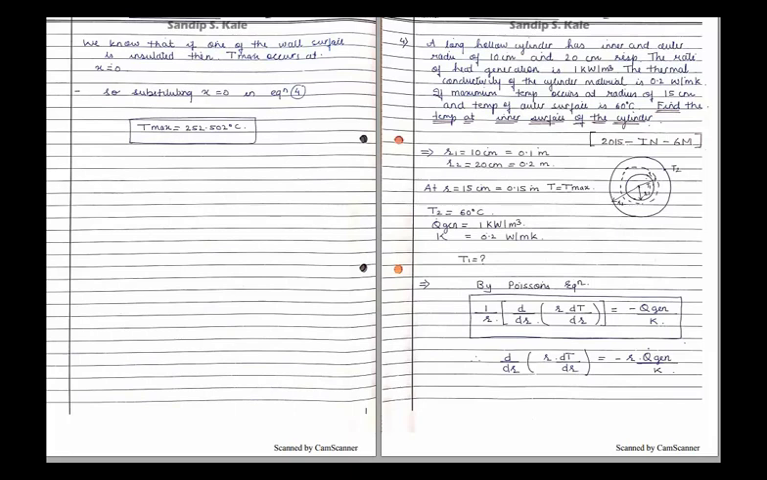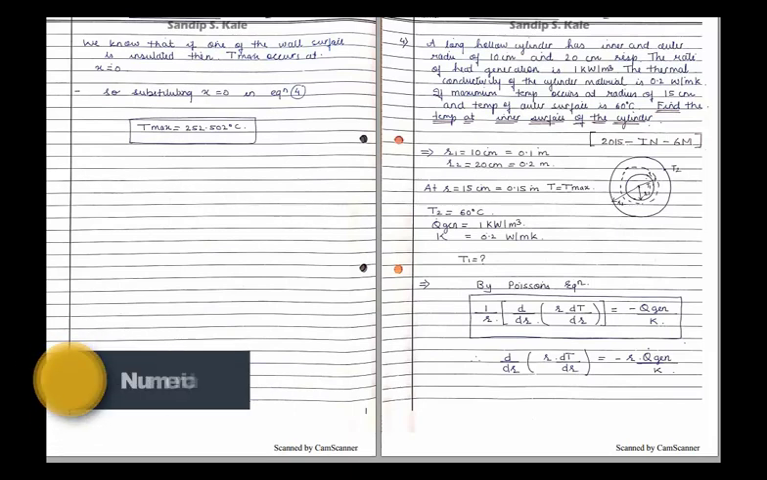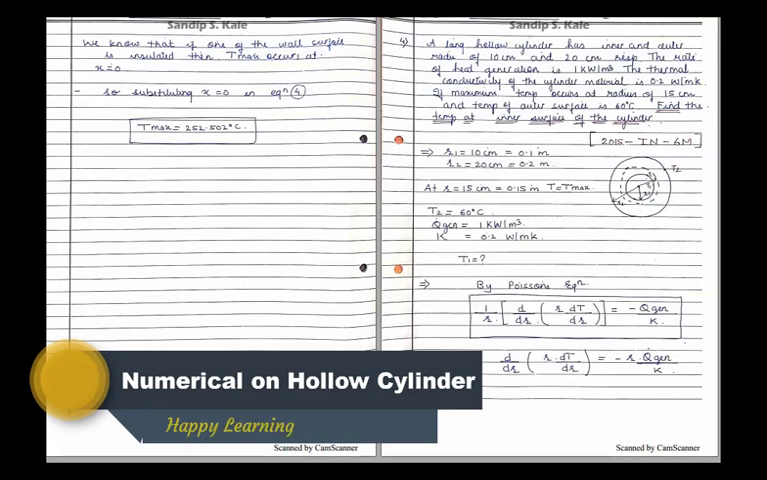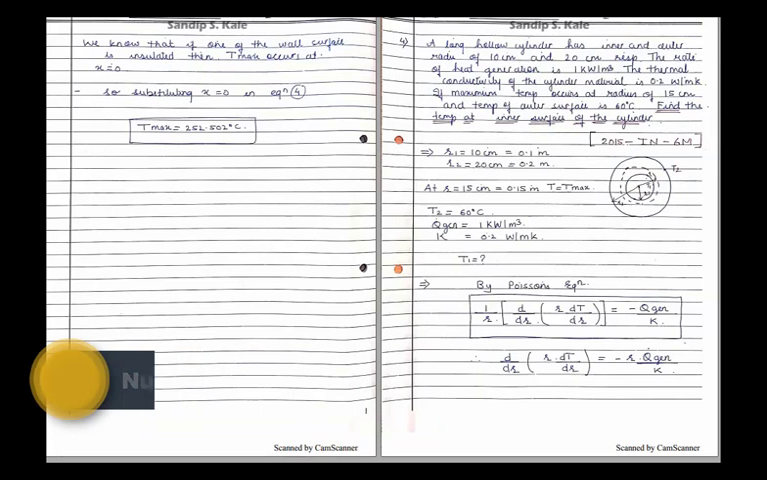Welcome back friends. So today we will start with the numerical on a hollow cylinder. Till now we have seen the numerical on the solid cylinder. The same concepts will be applied for the hollow cylinder. So let's focus on the given statement. What is given in the statement?